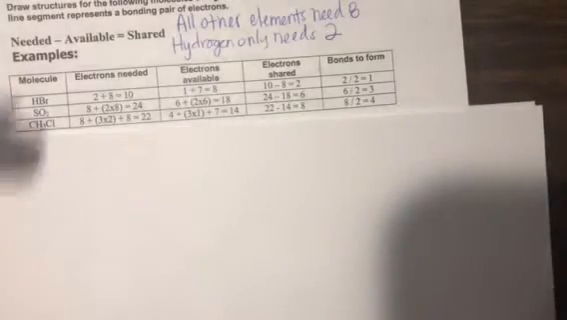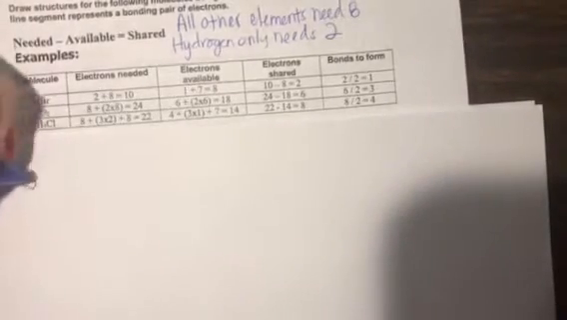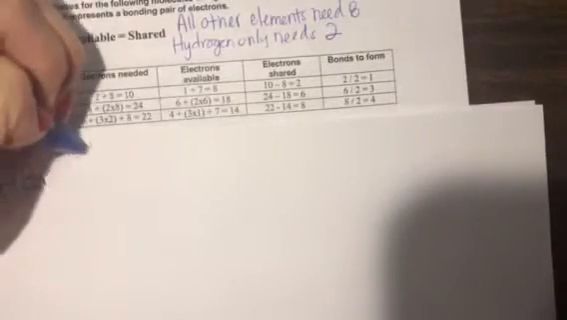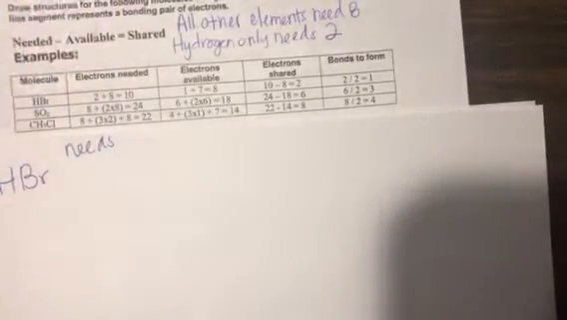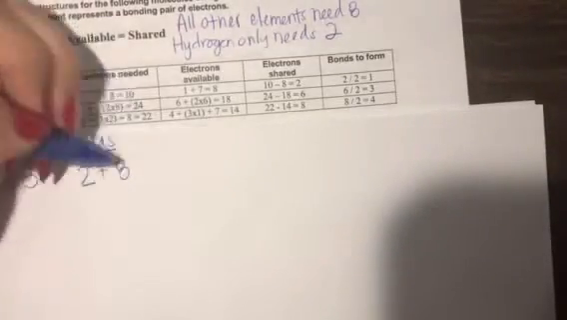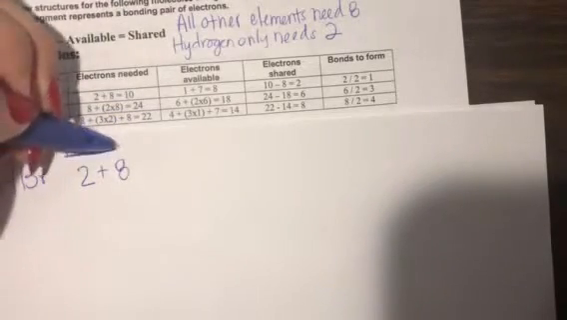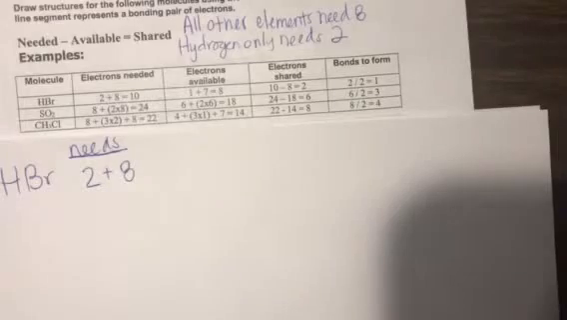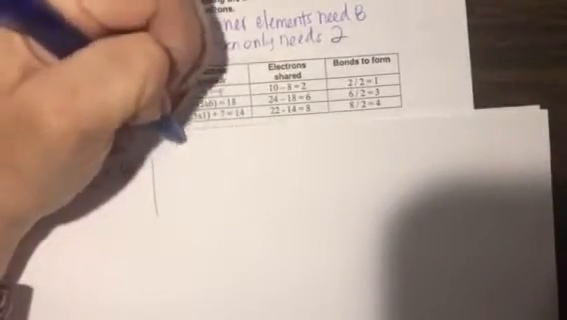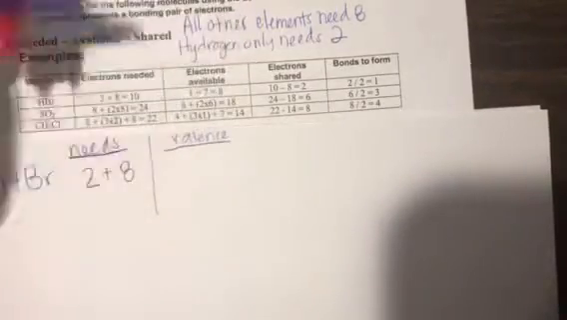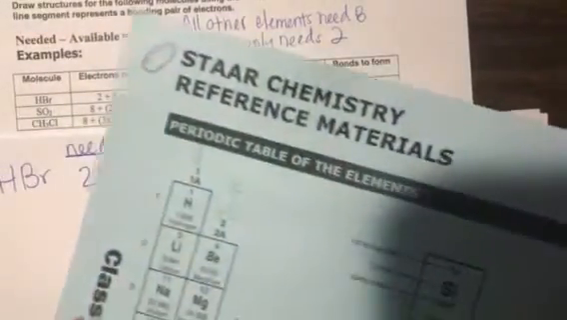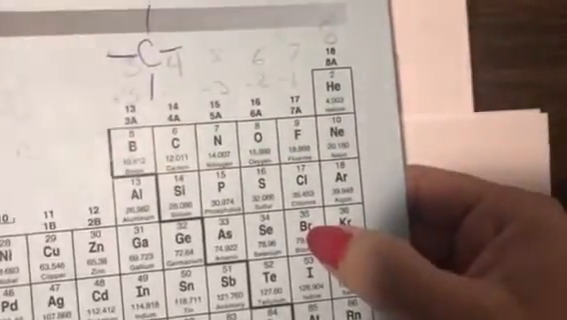So let's work one that they already did for us. HBr. So it needs, okay, hydrogen needs 2. Br needs 8. Where it says electrons available, just put the valence. Okay, hydrogen's valence is 1. Br's over here, and the valence is 7.